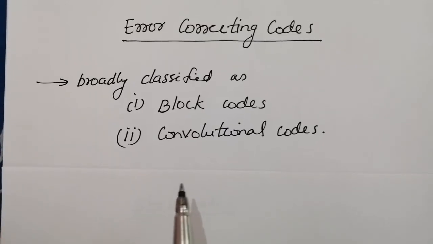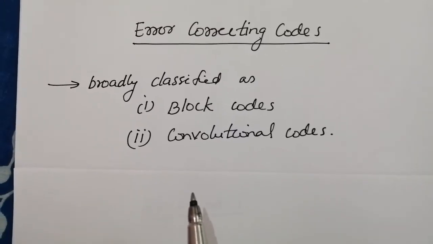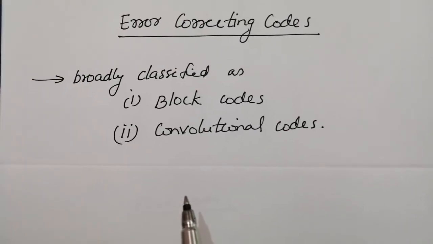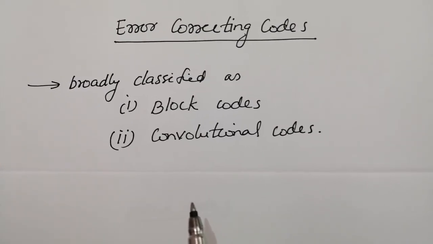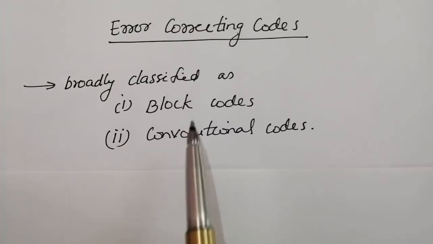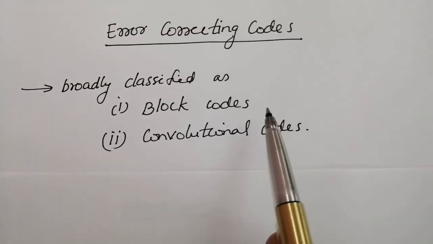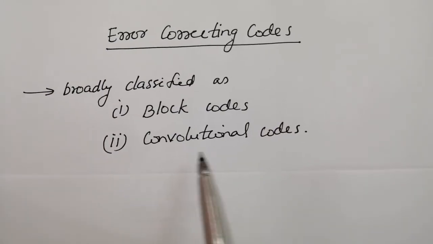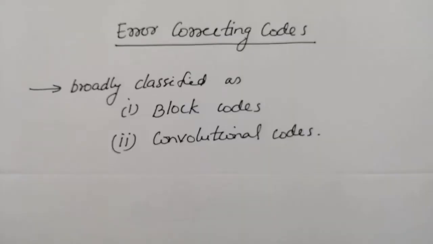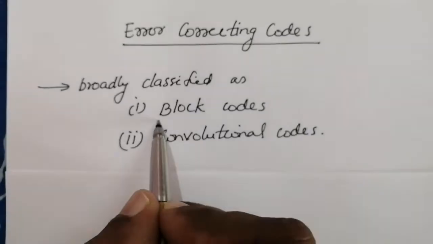Although both these types of codes introduce redundancy in order to provide error correcting capability to the code, they differ in the way the redundancy is introduced and the presence or absence of memory in the encoder. So in the case of block codes, memory is not present in the encoder, while in the case of convolutional codes, memory is present in the encoder. Today we will discuss block codes.